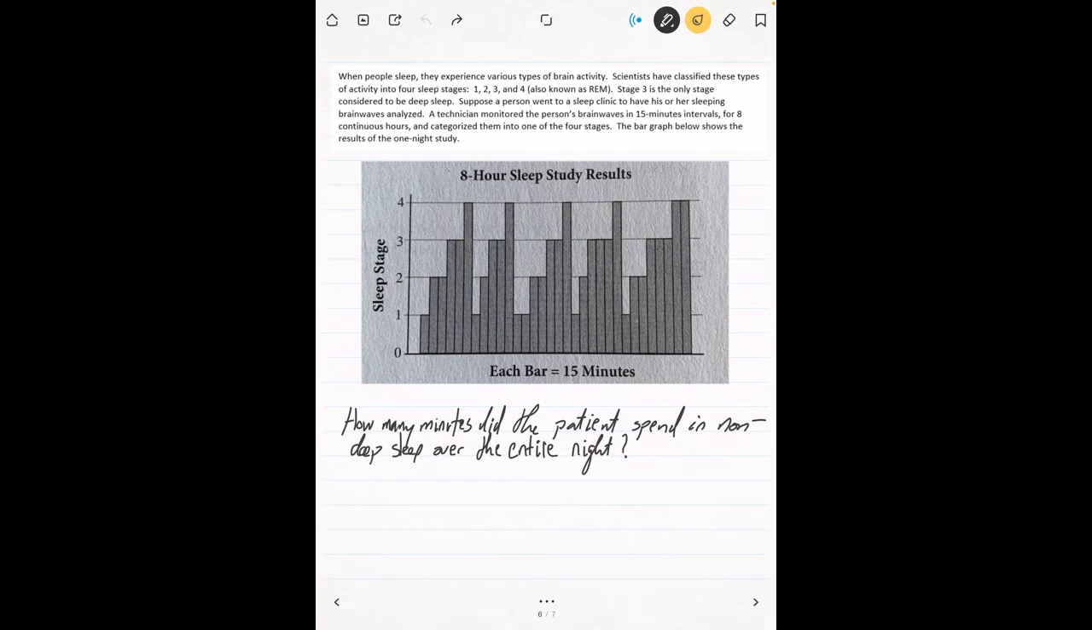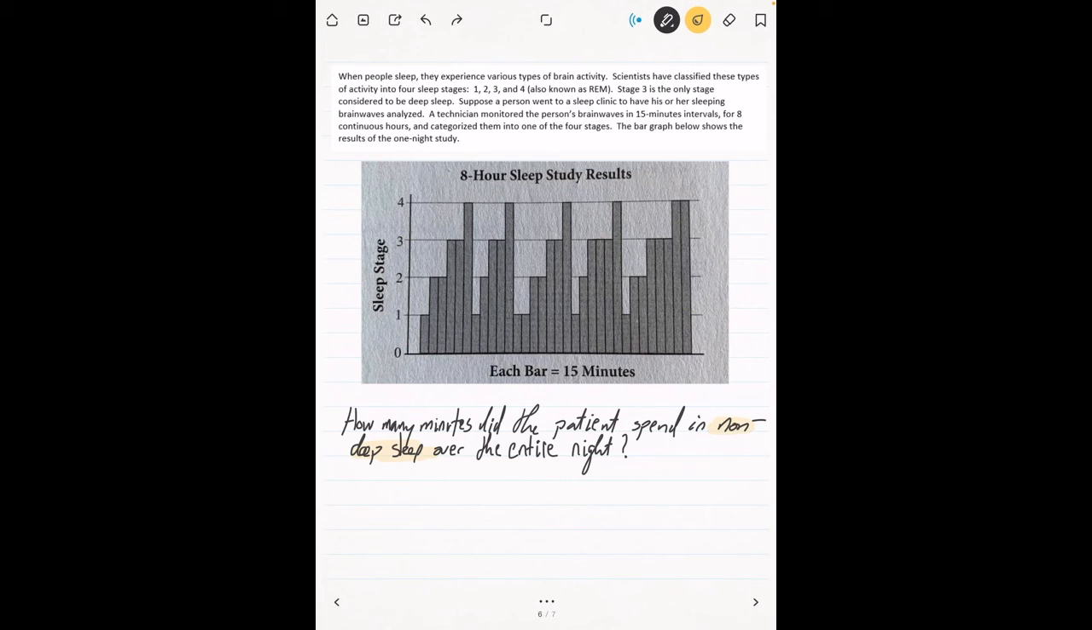How many minutes did the patient spend in non-deep sleep over the entire night? So we're going to look at the entire night here, and we need to identify how many minutes they spent in non-deep sleep. I think one of the first things we should ask ourselves is, what is non-deep sleep? Pause the video, take a minute, reread this problem, and see if you can identify what is non-deep sleep.